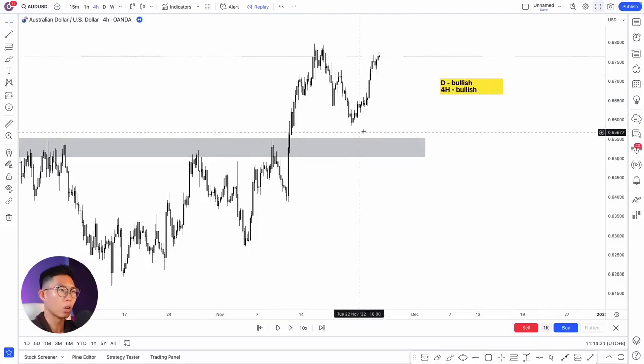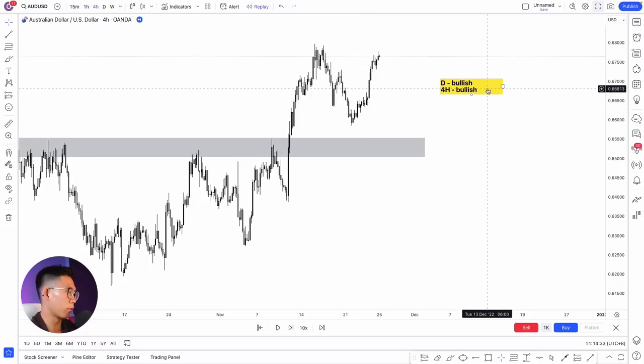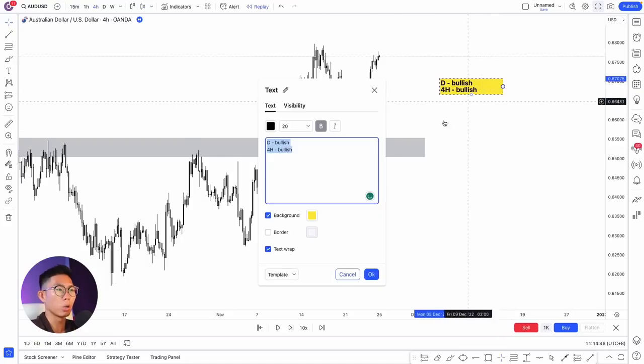in this case, right? So right now, what we are waiting for is all the time frames to be aligned, right? You want to wait for all the time frames to be aligned, like all the stars in the skies to align, to give you the confidence to tell you to enter for a buy. Right now, daily bullish, 4 hour bullish.